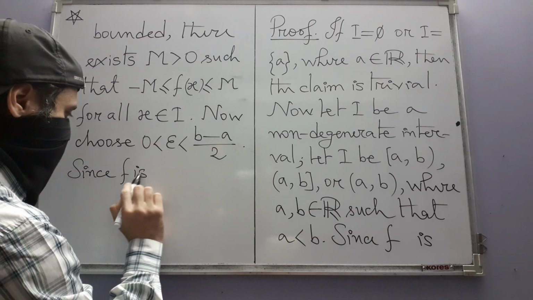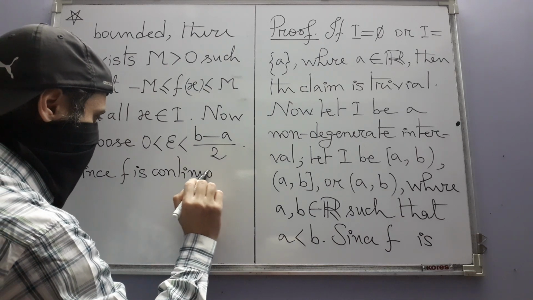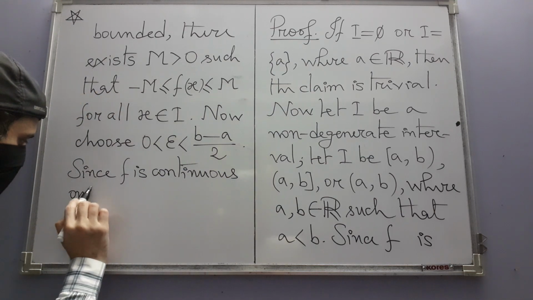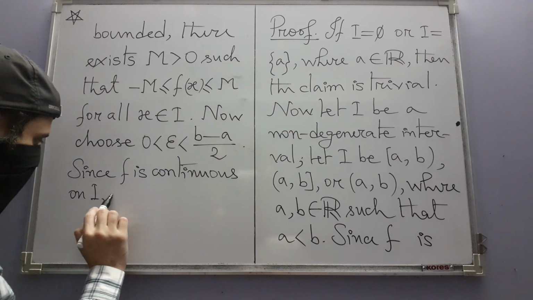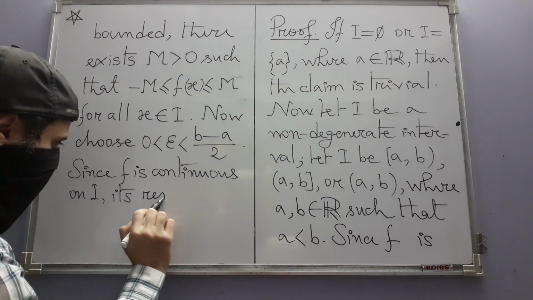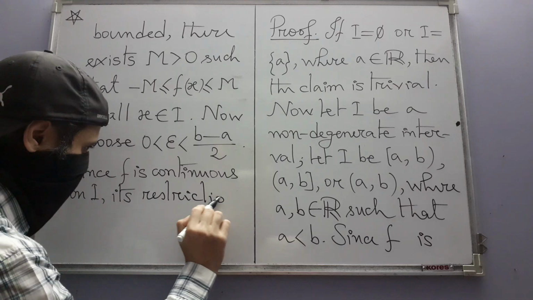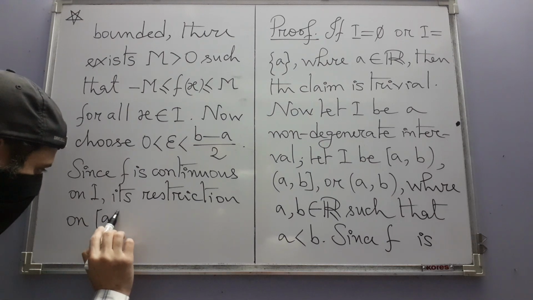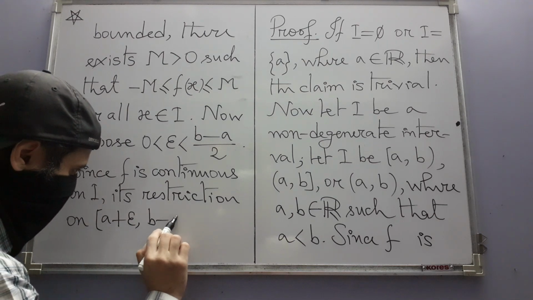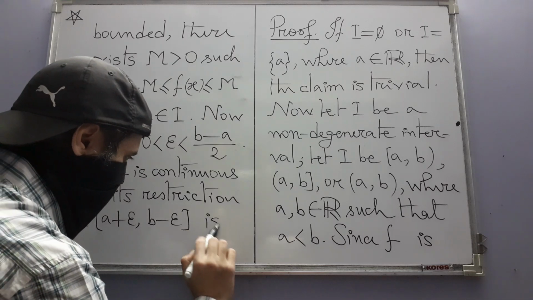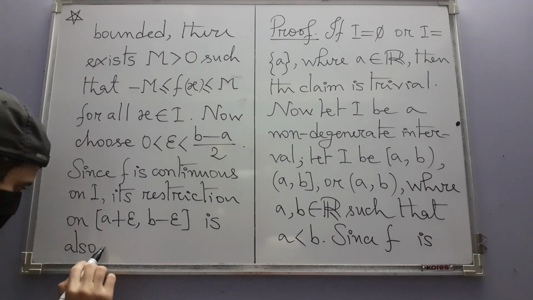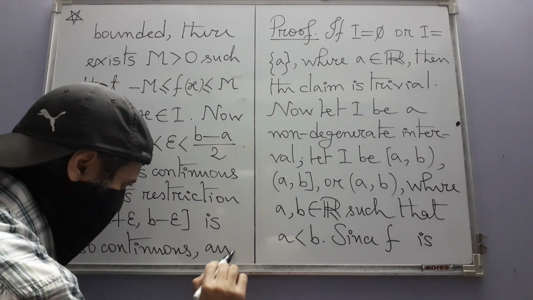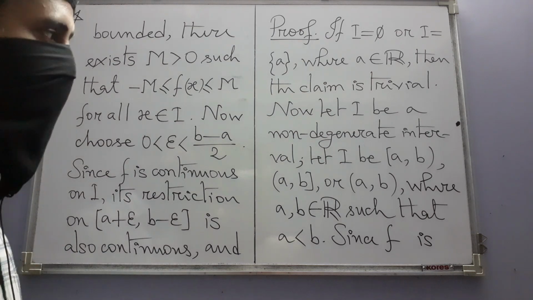Since f is continuous on I, its restriction on this closed interval [a + epsilon, b - epsilon] is also continuous and hence is Riemann integrable.